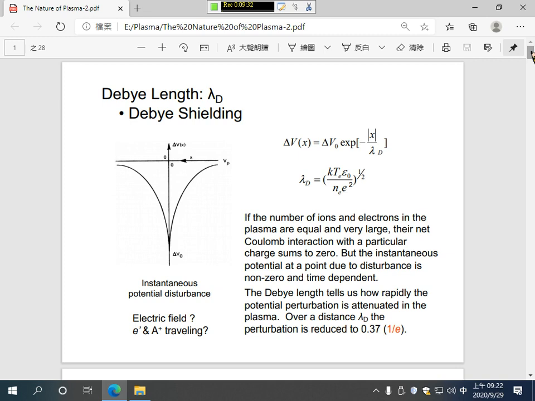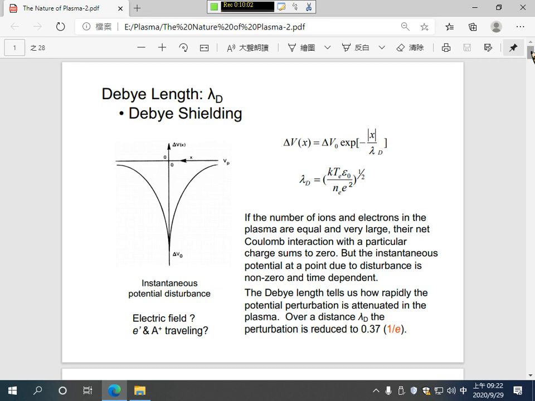So this is the average plasma potential. If here is an electron, the electron is a negative charge. So in this space, the potential distribution will look like this. At the center of the electron, the potential is a negative value, right, compared with the average plasma potential.